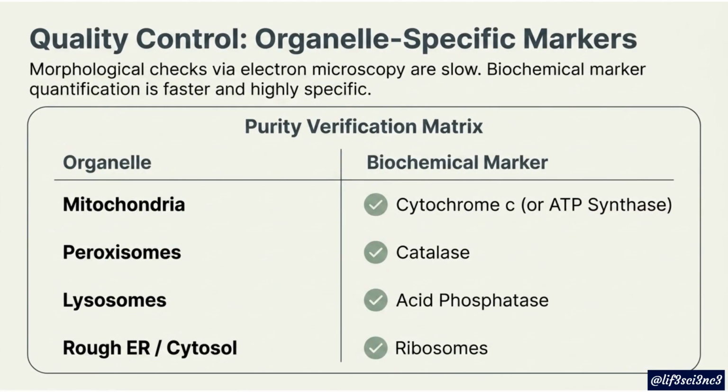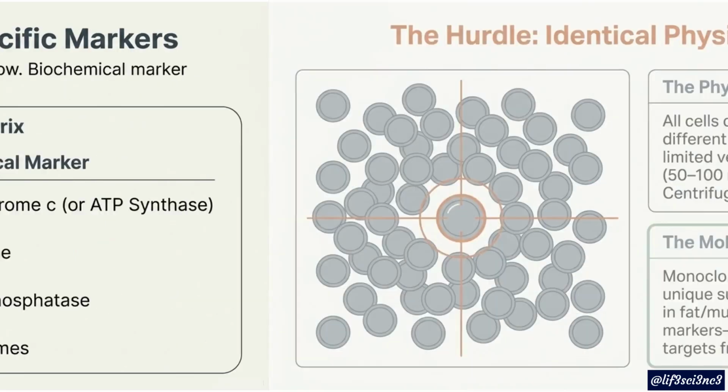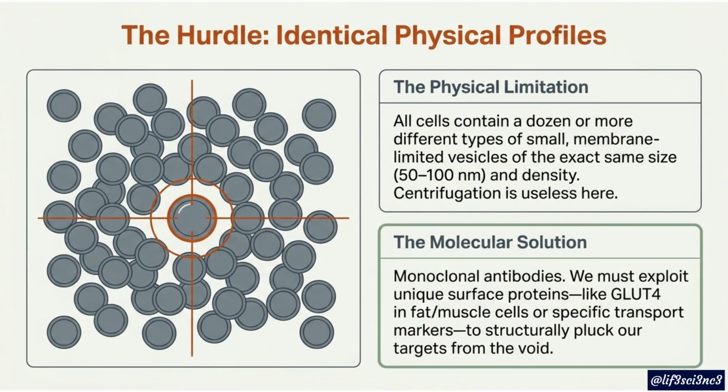For quality control, biochemical markers are faster and more specific than morphological checks. For example, cytochrome C marks mitochondria, catalase marks peroxisomes, and acid phosphatase marks lysosomes. A hurdle arises when small, membrane-limited vesicles have identical size and density, rendering centrifugation useless. The molecular solution is immunopurification, which exploits unique surface proteins using monoclonal antibodies.